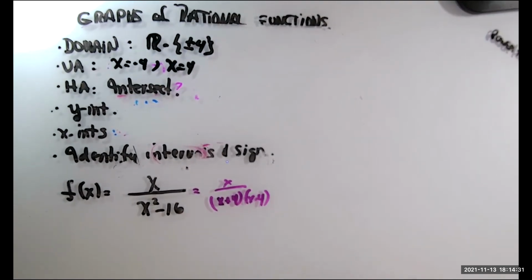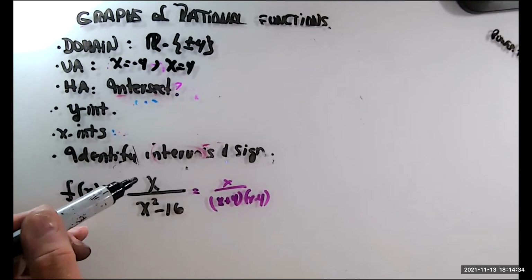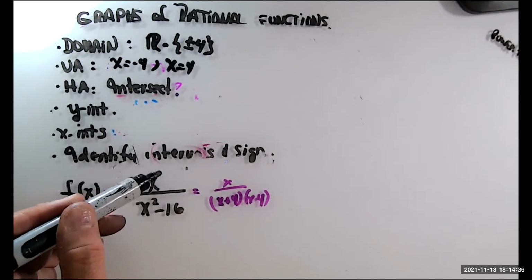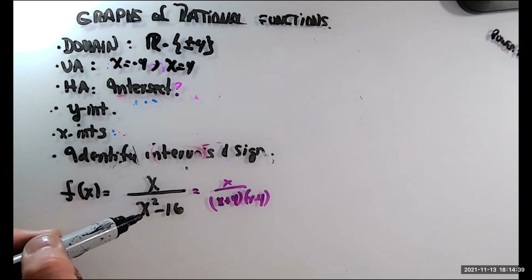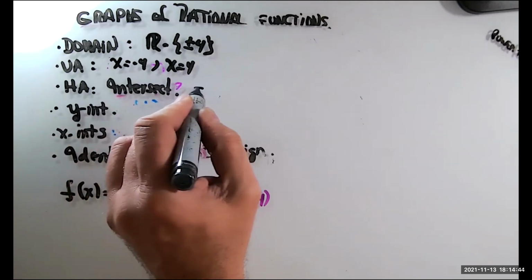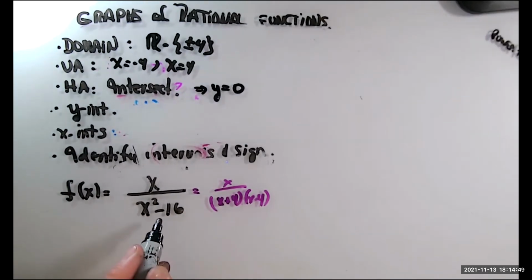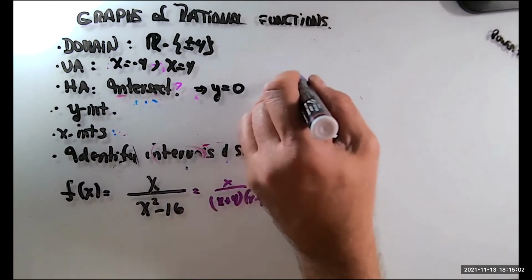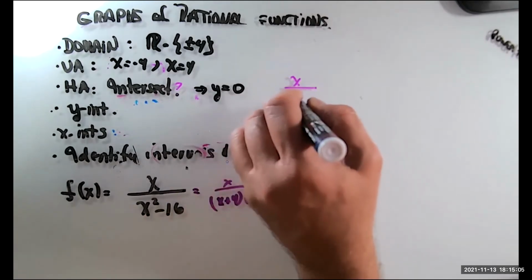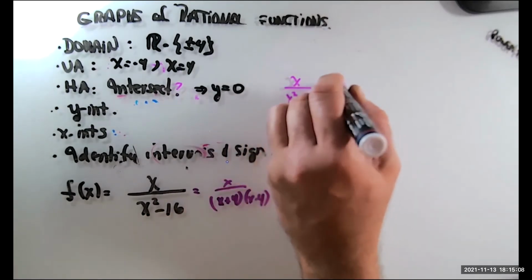Do we have any horizontal asymptote? Actually, we do. The degree of the numerator is 1, the degree of the denominator is 2, therefore y equals 0 would be your horizontal asymptote. Do we intersect? We don't know. How do we find out? We need to solve an equation, in which the function equals the asymptote: x over x squared minus 16 equals 0.